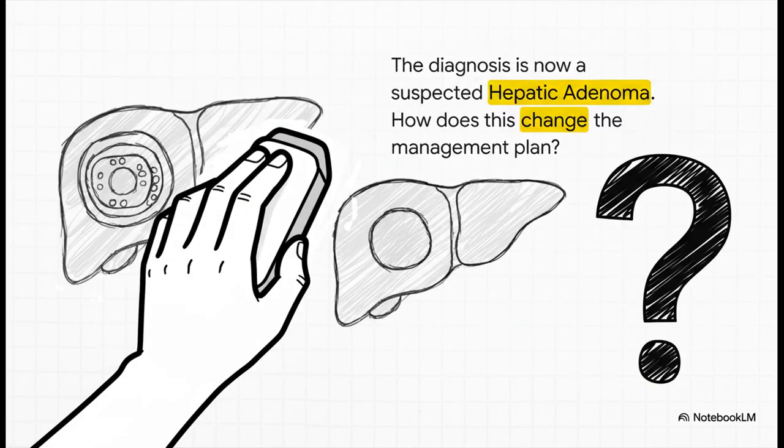Excellent. Let's switch gears. Let's say, in this scenario, the patient also tells you she has a long history of taking oral contraceptive pills. Suddenly, the picture looks a lot more like a hepatic adenoma. How does that change your management plan?